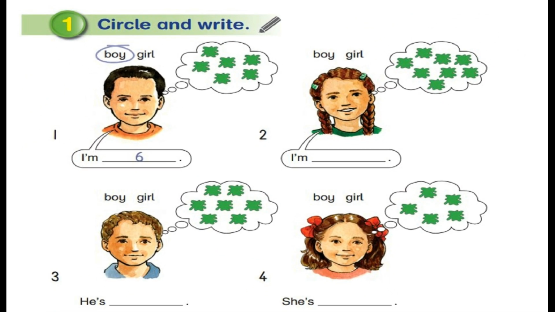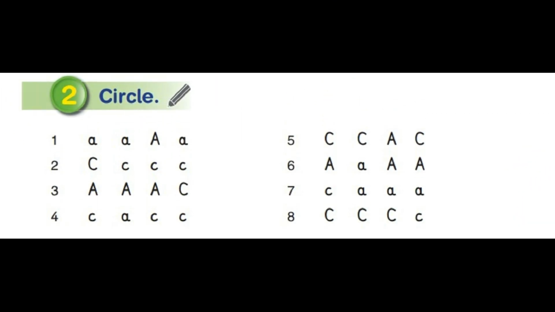Circle and write. 1. I'm 6. Boy. 2. I'm 8. Girl. 1. He's 7. Boy. She's 5. Girl. 2. Circle.